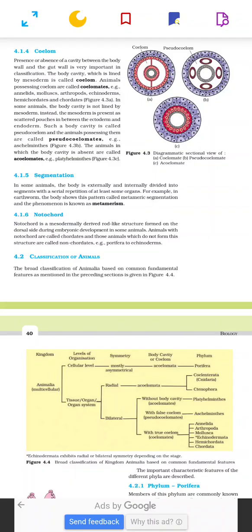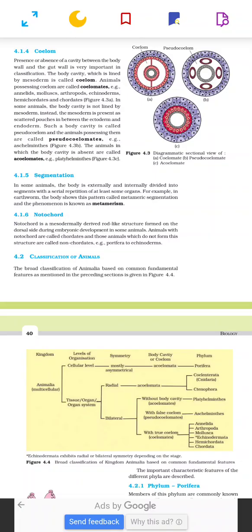There is a symmetry pattern. Cellular level organisms are mostly asymmetrical, and tissue, organ and organ system level animals are mainly radially or bilaterally symmetrical. There is another classification level, that is body cavity or coelom. If a coelom cavity is present in the body, then those organisms are called coelomates. Otherwise, they are acoelomate or pseudocoelomate. Mostly cellular level or mostly asymmetrical animals are acoelomate, that is there is no true body cavity, and the phylum included in it is Porifera.